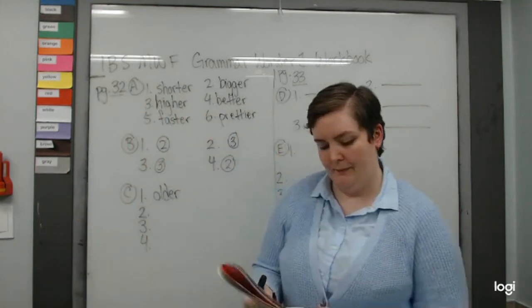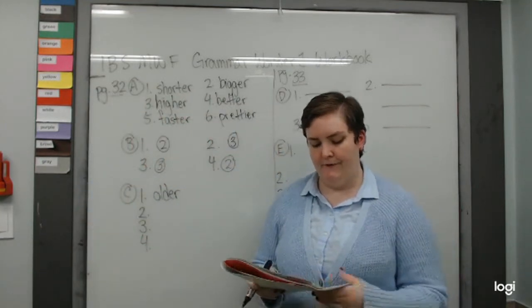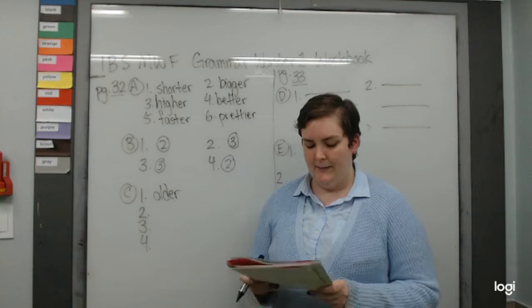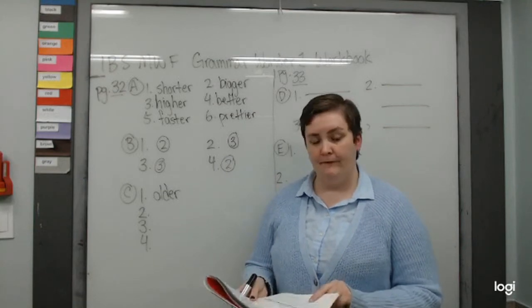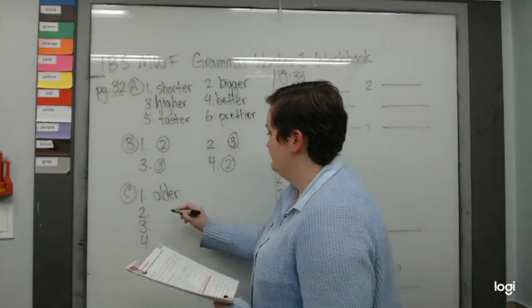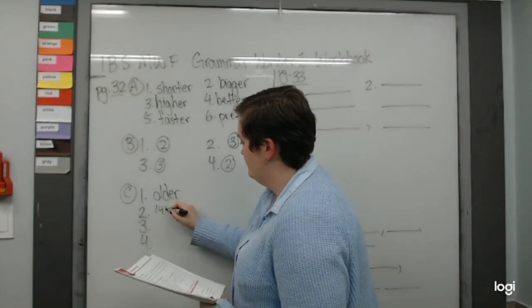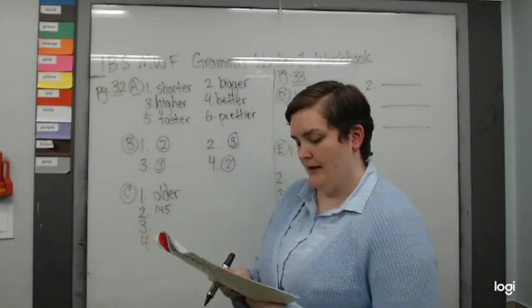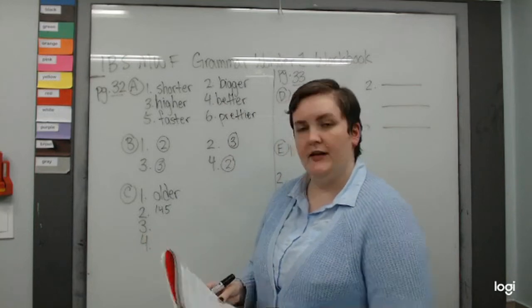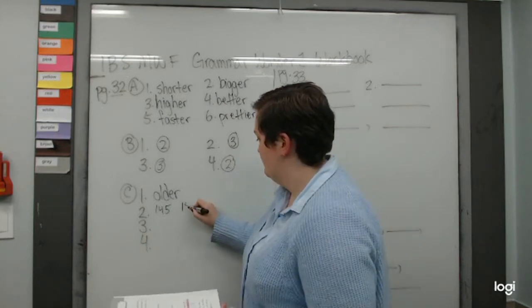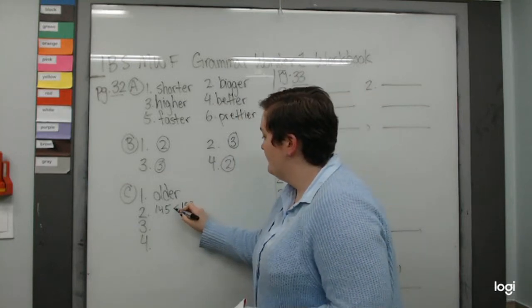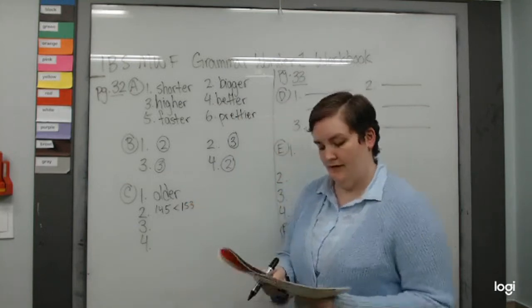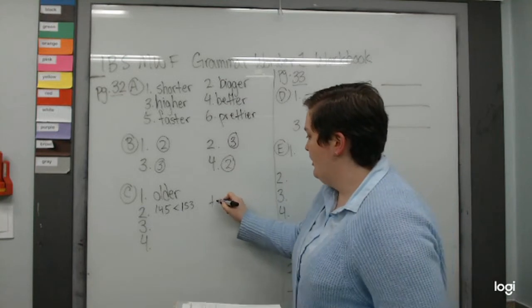Number 2, my brother is 145 centimeters. He is than me. So my brother is 145. And what am I? I am 153. Which one is bigger? 153. So I am taller.